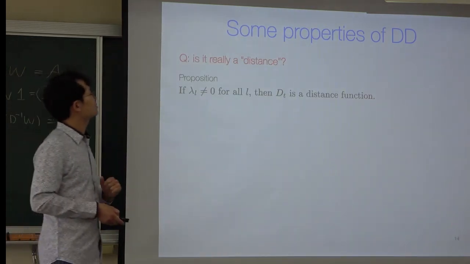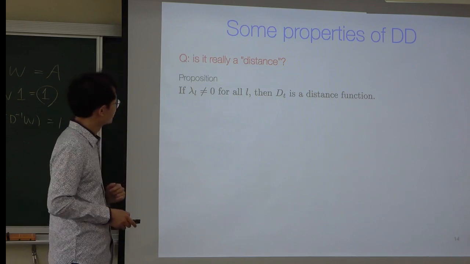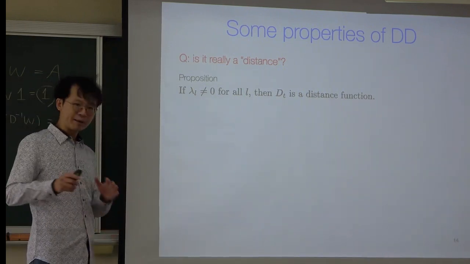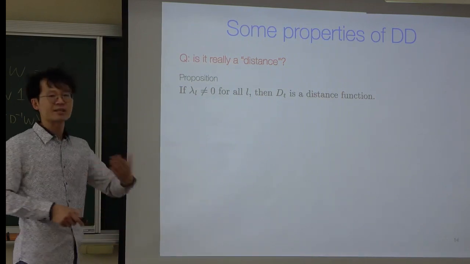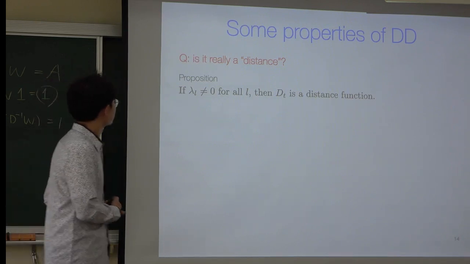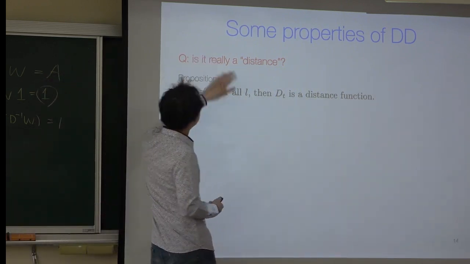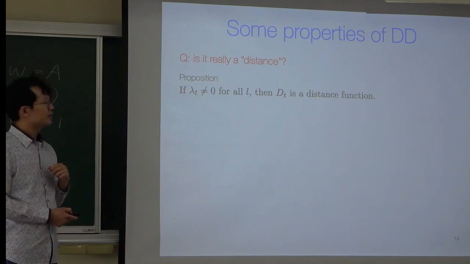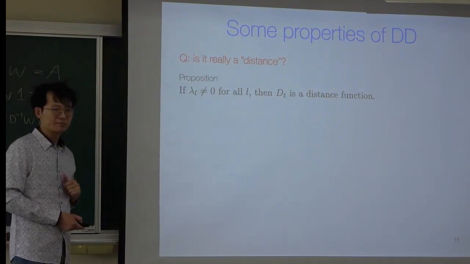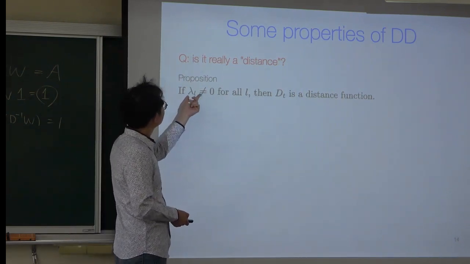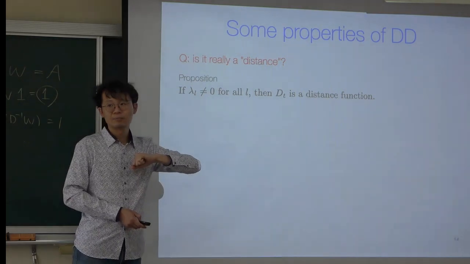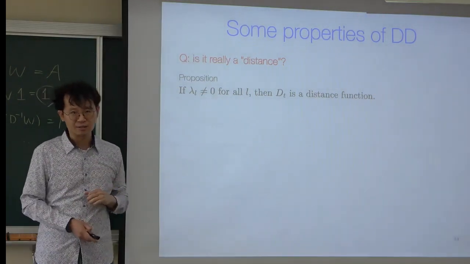So there are several basic properties of diffusion distance on the graph model, not on the manifold model. We haven't discussed the manifold model; we'll come back to it later. First, you may ask, is this really a distance? The answer is, well, it depends. For example, if all the eigenvalues are nonzero, then d_t is a distance function. But this is not guaranteed in general.